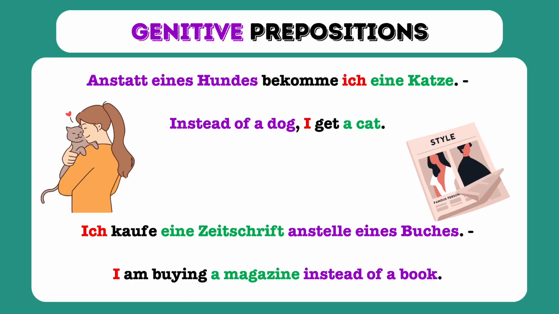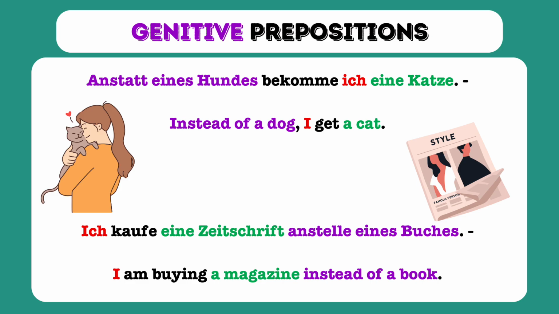Anstatt eines Hundes bekomme ich eine Katze. Instead of a dog, I get a cat. Anstatt means instead of, so we follow that up with the genitive form of dog, eines Hundes. Anstatt eines Hundes bekomme ich eine Katze.